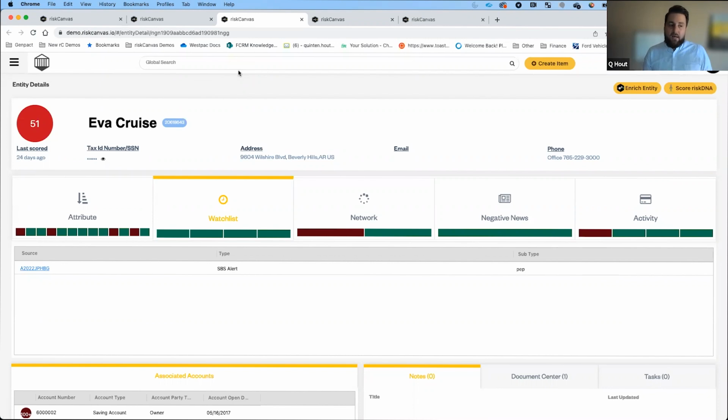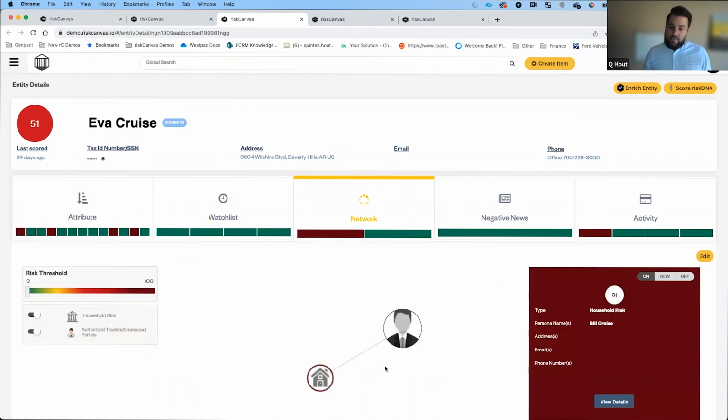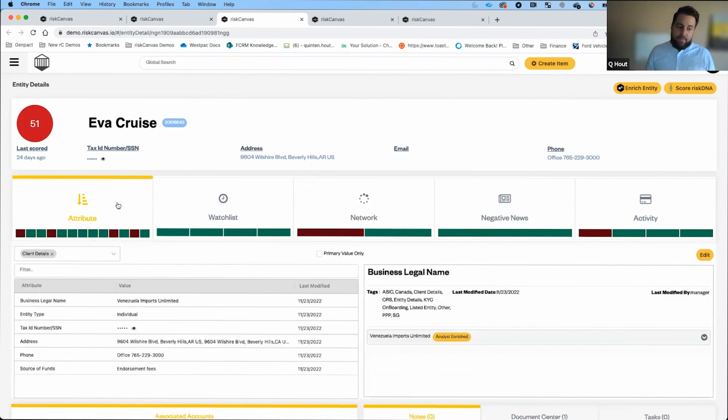So in this case, with Eva, we know that she's a PEP. But what else do we know? Well, we know that she's connected to this guy named Bill Cruz, who is a high-risk person. We know that the type of business that she's in is an imports company. So it's that combination of things that is making Eva a higher-risk individual.